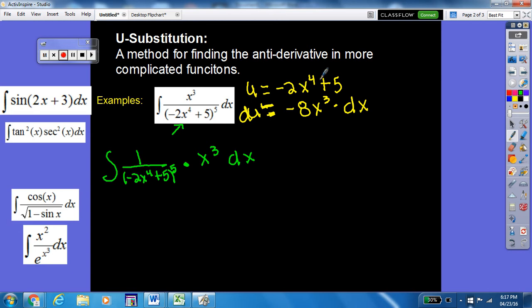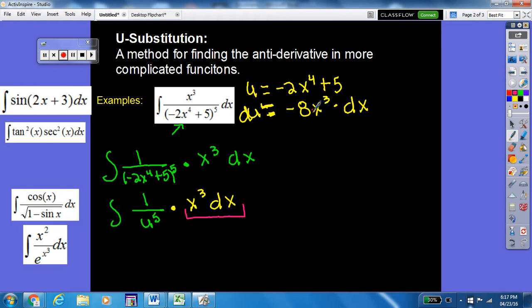I already know my u is up here, so I'm going to go ahead and replace this with that. So it's the integral of 1 over u, still to the fifth power, so I have to keep that. But I still have this x cubed dx, which is not good because I have u's and x's and they have to go away. Unfortunately, it's not a perfect match. You see this x cubed that I have to get rid of? This doesn't say x cubed dx. It says negative 8x cubed dx. So that means I have to do a little more work.